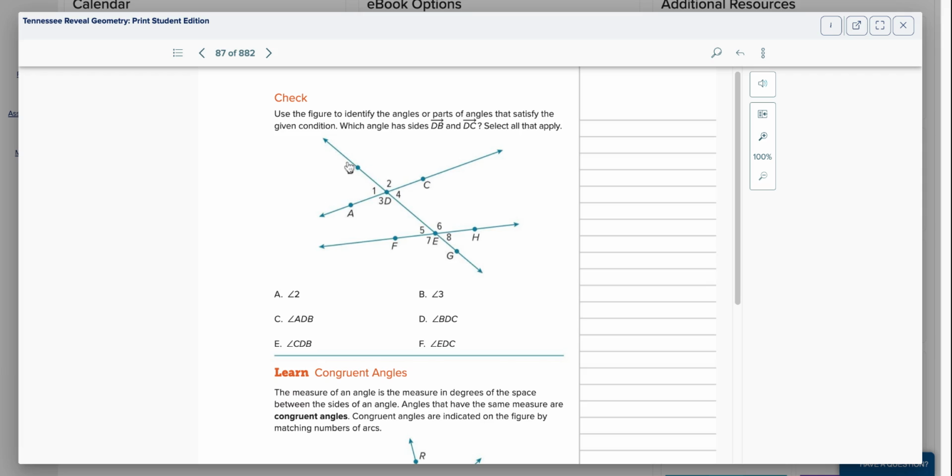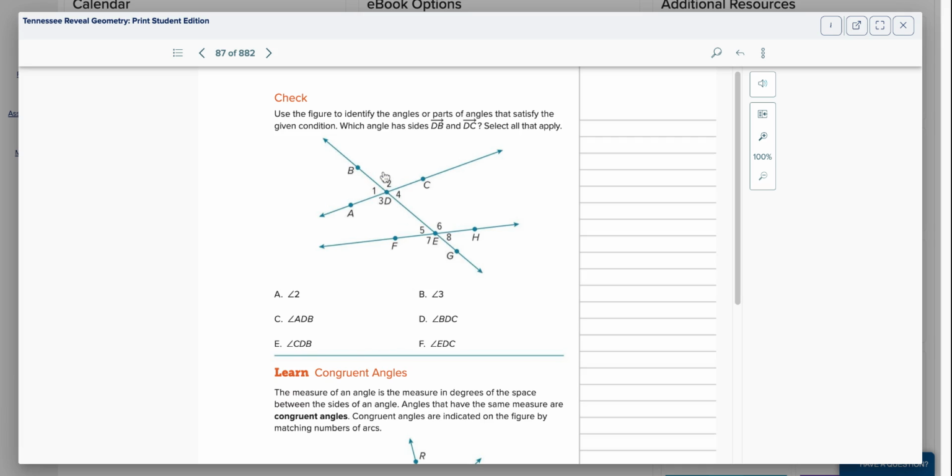Remember, you can use the 3 letters BDC. Oh, that's this one. That one's good. So A is good. D is good. You can go backwards. CDB. Which is this one. E is good. So far, A is good. D is a good answer. E is a good answer.